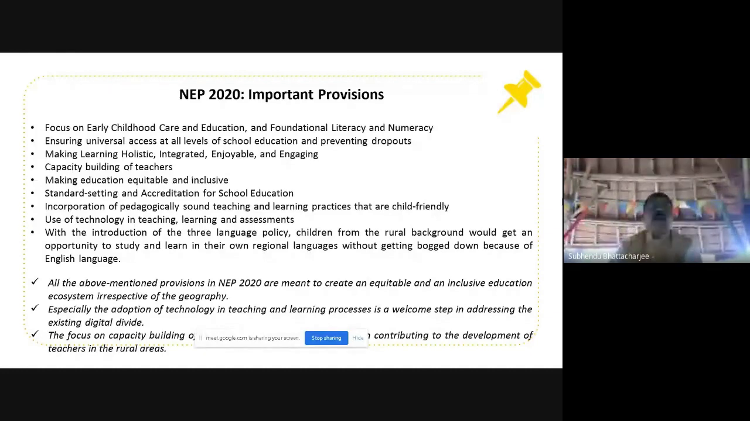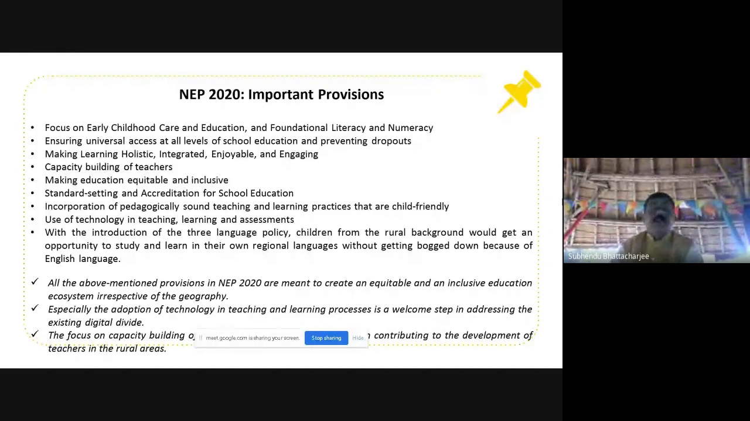With the introduction of the three-language policy, children from rural backgrounds would get an opportunity to study and learn in their own regional languages. It's a good step. Otherwise, what we have seen is that rural children generally do not get exposure and do not get enough materials, and they do not feel confident when they compare themselves to children from an English-medium background. So this education policy has given lots of importance to the mother tongue, and the mother tongue is a very good medium to learn without getting bogged down because of the English language.